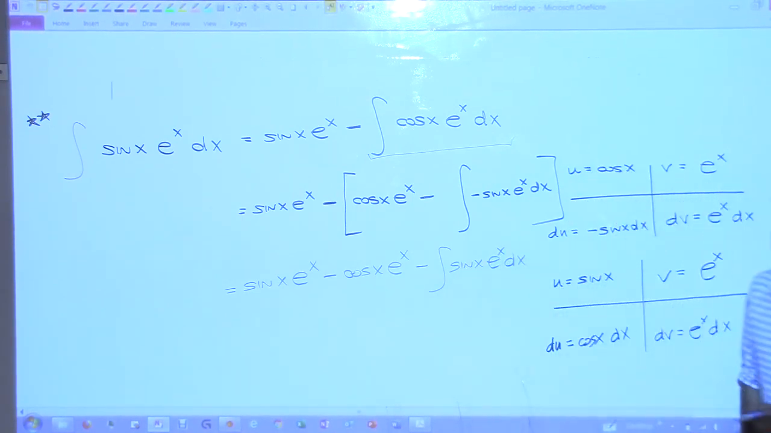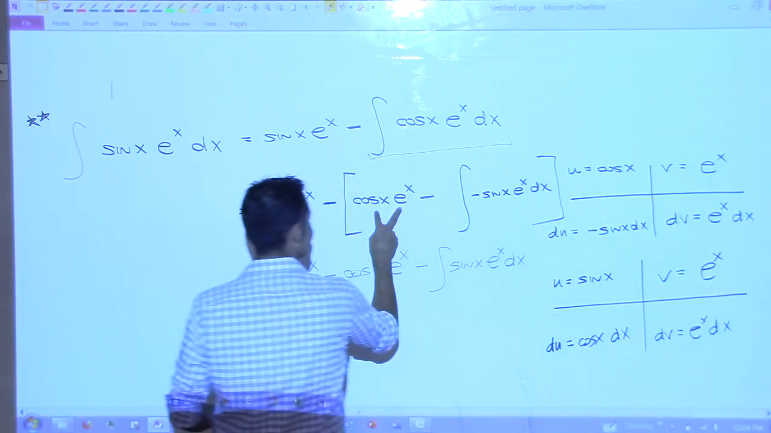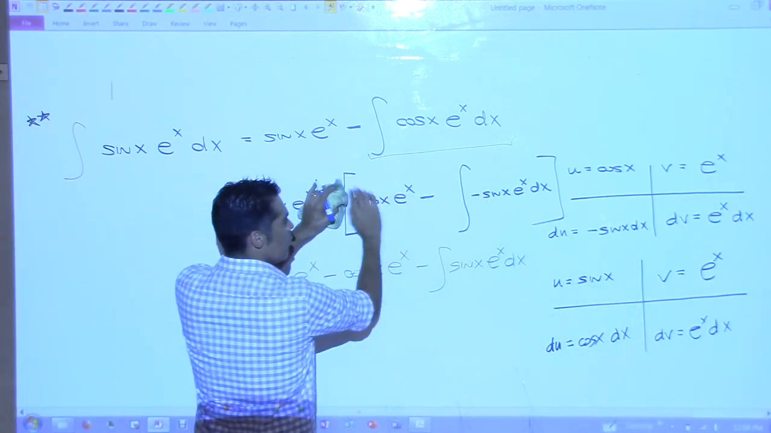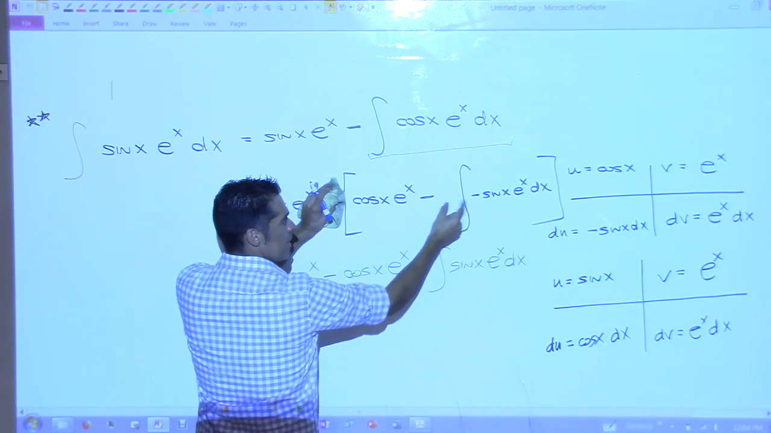I have a question. Yes. How come the negative cosine e to the x, how come it's not a positive? Where? Here? Okay, so what happens right there? That becomes positive, right?